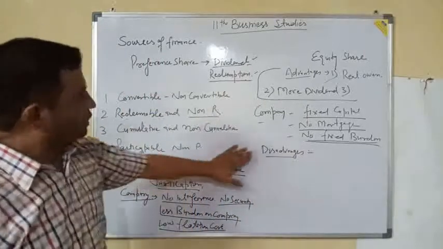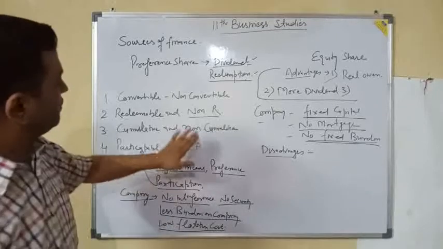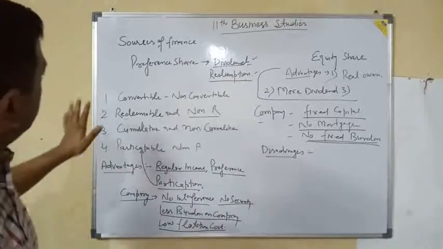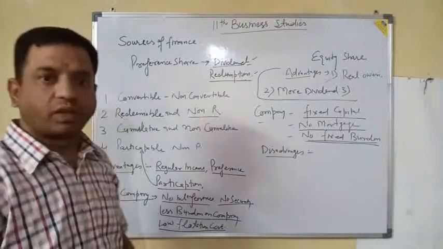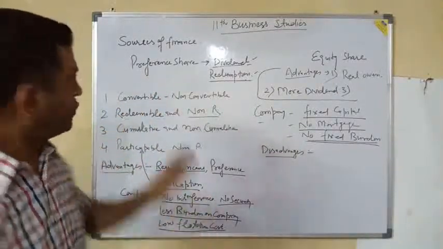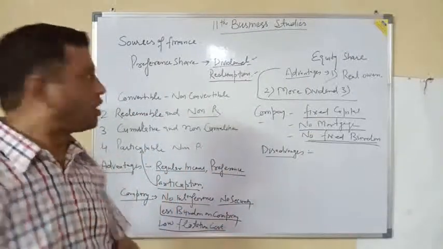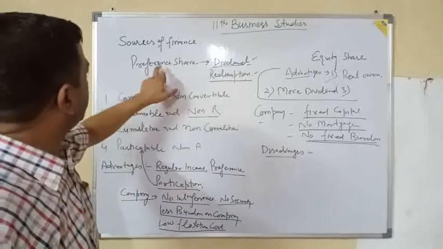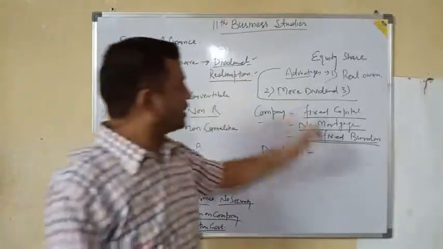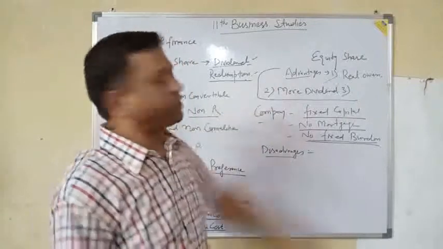Now the next disadvantage we can have, if we talk about preference share, is that it is not a flexible source of income. You can gather only a very small or limited amount of finance or capital by preference share, while you can get a huge amount by way of equity shareholders.